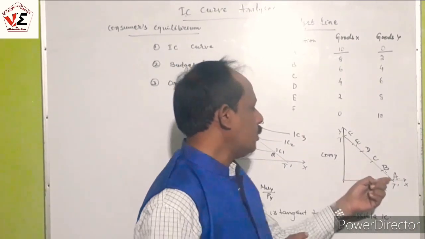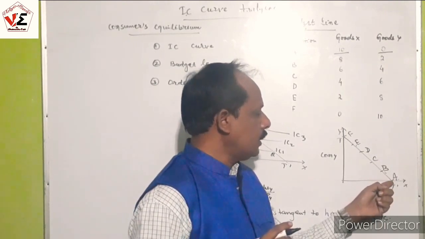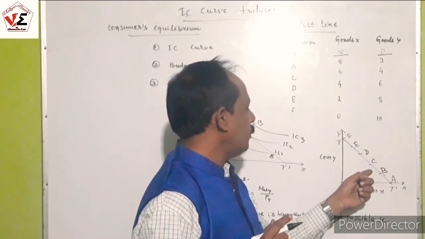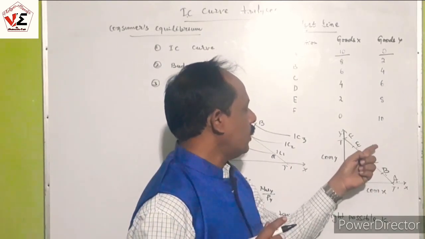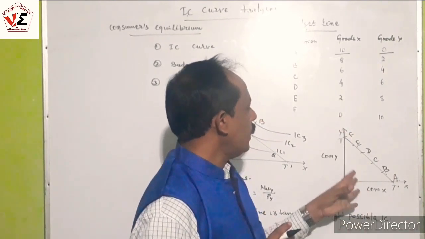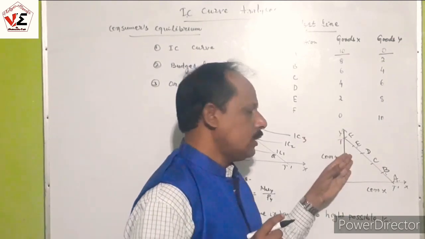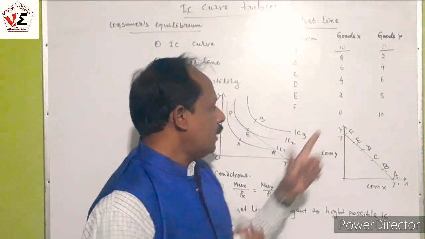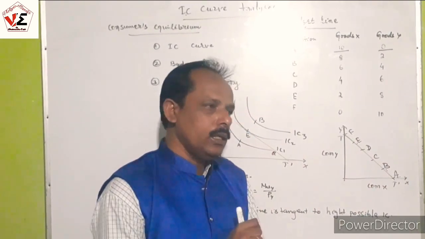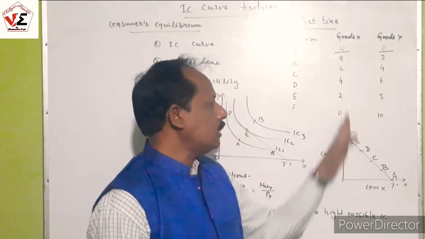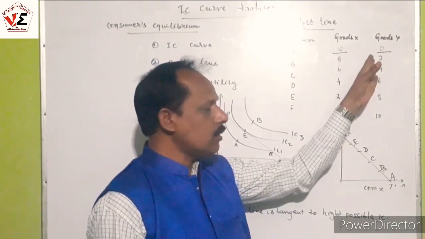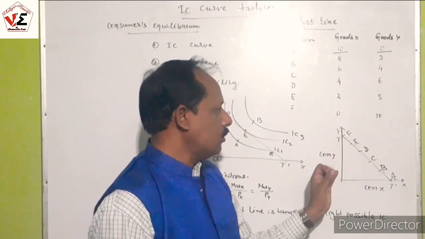At point A, the consumer is purchasing 10 units of commodity X and 0 units of commodity Y. At point B, he is purchasing 8 units of commodity X and 2 units of commodity Y. In this manner, as we move from point A towards F, the purchase of commodity X is decreasing, whereas the purchase of commodity Y is increasing. But you see that the budget is remaining constant. The budget of the consumer is remaining constant at all the points of the budget line. We are purchasing various combinations of two commodities at points A, B, C, D, E, F, but the budget of the consumer is remaining constant.